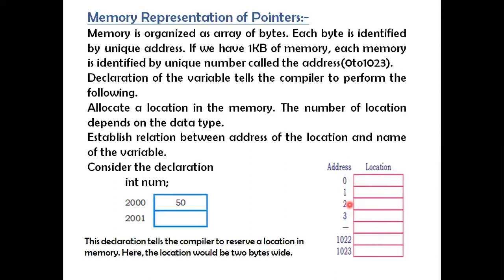bytes, 0 to 1023. Now, this declaration, that means this above example, tells the compiler to reserve so many bytes for that particular variable, because we have declared int num. Num is a variable of integer type. As we all know, integer is the data type which occupies how many bytes? 2 bytes. So it reserves a location in computer memory. Here the location would be 2 bytes.